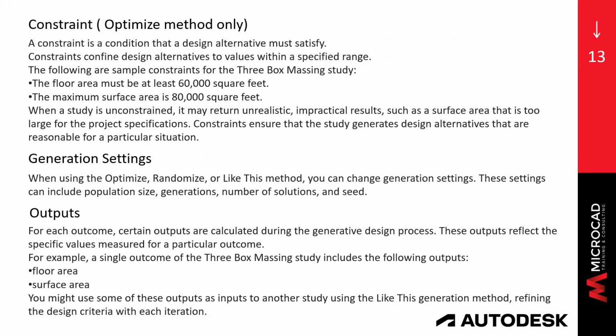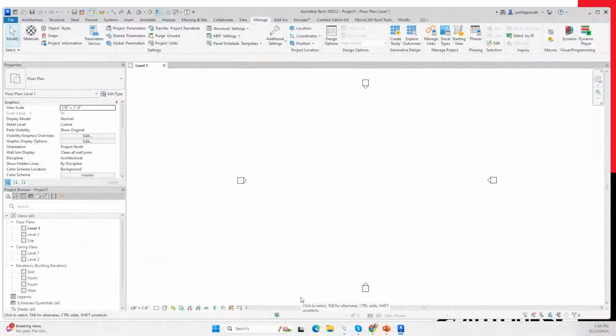So let's go into the software itself so you can see it in Revit itself. So here I have a basic empty project. First of all, the generative design tool, you can find it in the Manage tab. Here where it says generative design. So first of all, you can come here and choose to create a study.